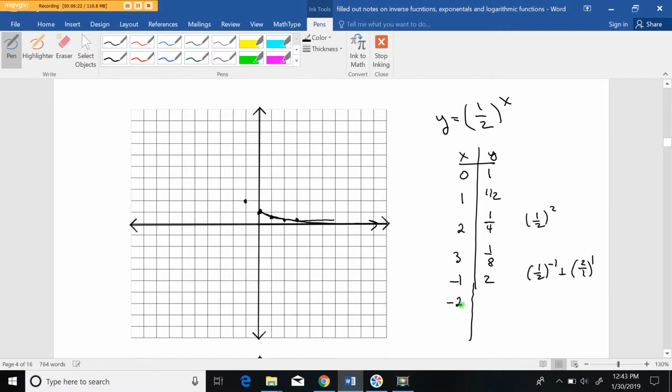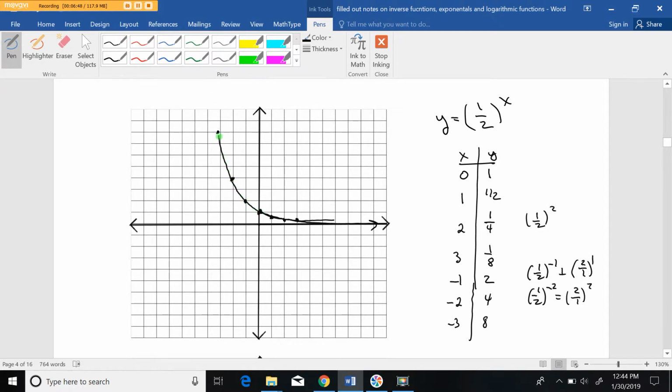Let's try the -2 here. And that's going to be 1/2 to the -2, which is 2 over 1 squared, which is 4. So -2 and then 1, 2, 3, 4. And if we put -3 in, we're going to get 8 out of that. Way up here.